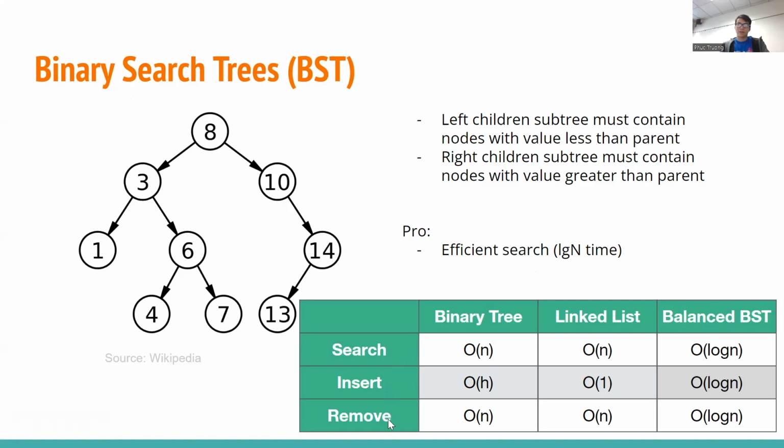For search, insert, and remove, here's a quick breakdown of the different runtimes: O(n) versus O(log n). You can see it's a lot more efficient compared to a regular binary tree. That's the takeaway here: a binary search tree is really efficient.